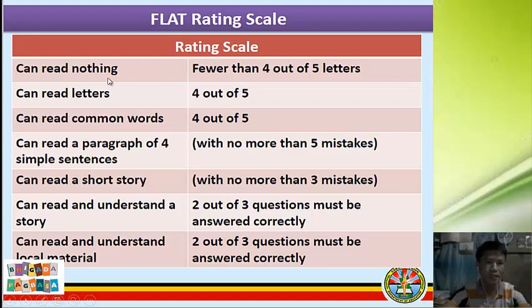Now, we're now in the scaling. Can read nothing or fewer than 4 out of 5 letters. Can read letters 4 out of 5. Can read common words 4 out of 5. Can read a paragraph of 4 simple sentences with no more than 5 mistakes. Can read a short story with no more than 3 mistakes. Can read and understand a story. 2 out of 3 questions must be answered correctly. Can read and understand local material. It's the same. 2 out of 3 questions must be answered correctly.